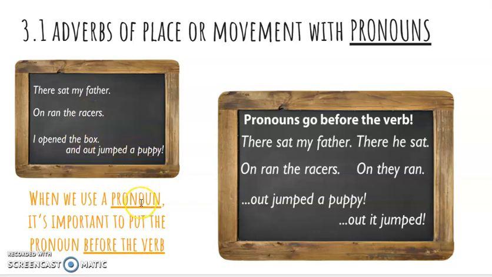Now, what happens when we use a pronoun? It's very important to remember that the pronoun must be before the verb and not afterwards, like in the case of a noun phrase. So have a look at the board on the right. There sat my father would become there he sat. We don't say there sat he. No, there he sat. On ran the races becomes on they ran. Out jumped a puppy, out it jumped. So remember that because it's a very common mistake when we're writing inversions with adverbs of place or movement.